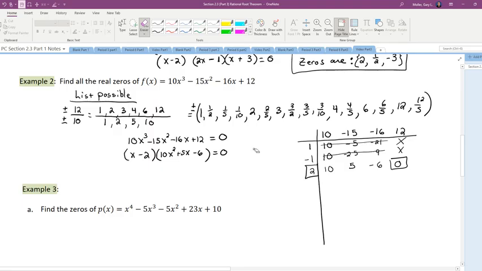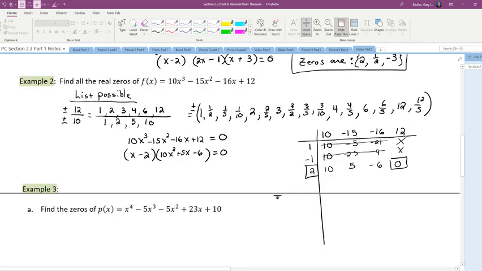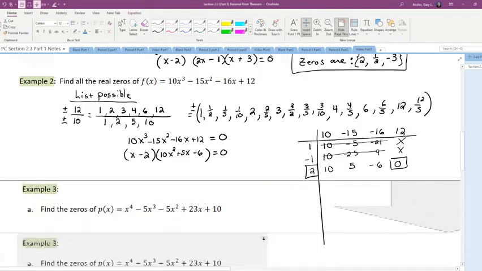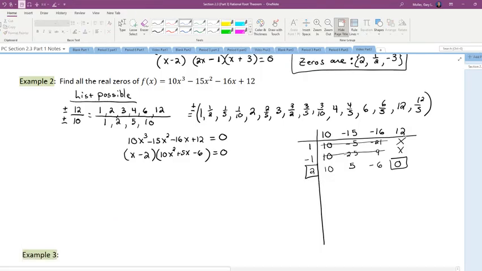I still want all the real zeros. So now what I need to do is I got to solve this some other way. So I have 2 choices. I could use completing the square. And honestly, completing the square looks pretty nasty on this one. Let's go ahead and try it, though.